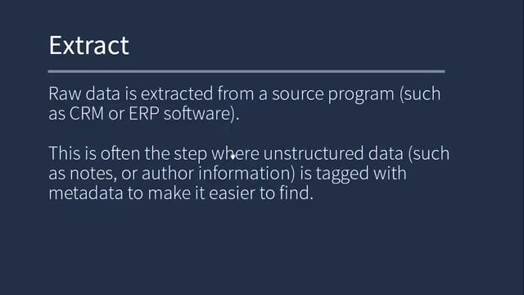The first step is extract. The raw data is taken from a source program, such as that CRM program or an enterprise resource planning software, or through a plugin into Twitter. So getting that raw data, extracting it from that program, and sometimes this is where any kind of unstructured data that you want to import into your warehouse, you'll tag it with metadata, or you'll put a description on it so that it's easier to find and query once it's in the warehouse.